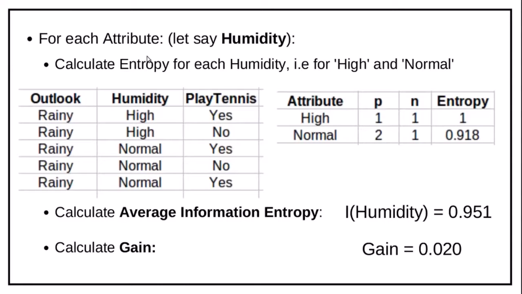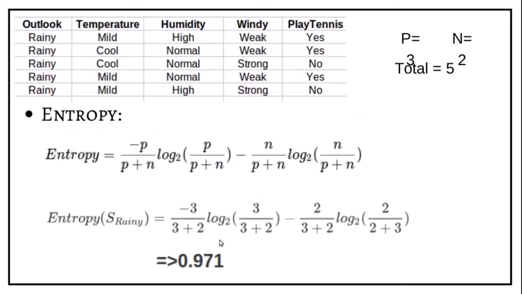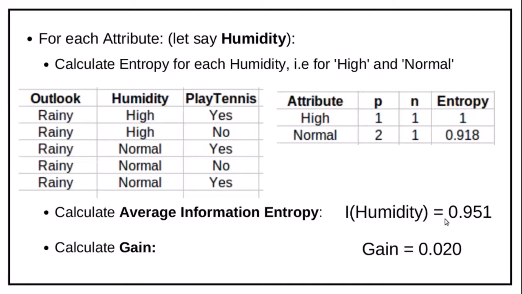Then you have to calculate the entropy at each attribute, first of all for humidity. Make sure here the outlook value is rainy, not sunny, rainy. Then calculate the table. Number of positive examples for high is 1, and for high the negative example is 1. So write 1 1, entropy will be 1. For normal the number of positive examples is 2. Number of negative examples is 1. Thus entropy is 0.918. Calculate the information, that will be 0.951. Again calculate gain, that is 0.971, this entropy minus the information of humidity. So 0.971 minus 0.951, that is 0.020.